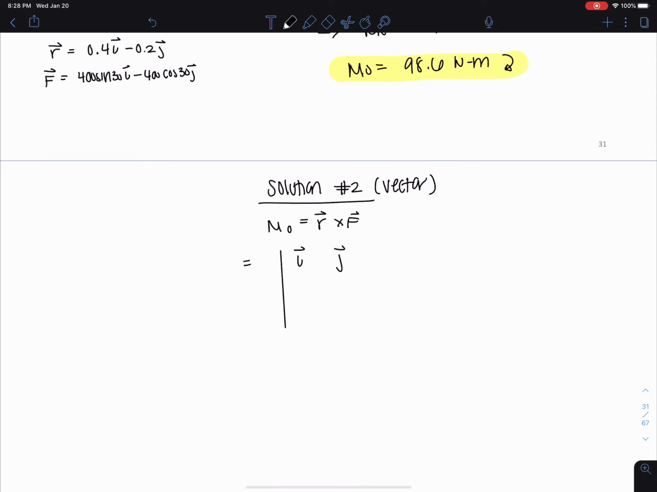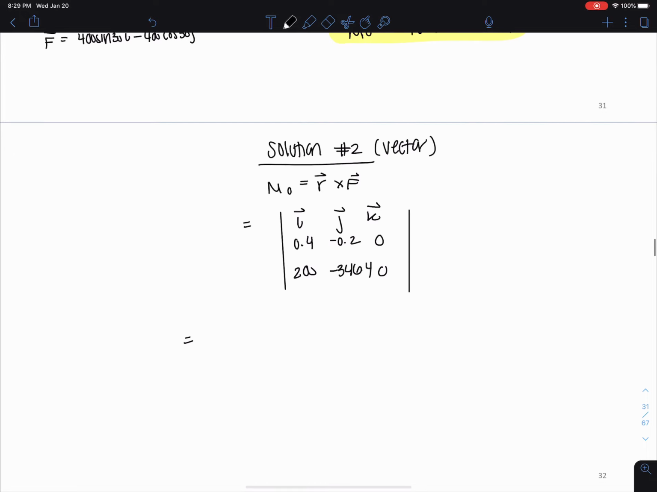So I, J, and K. I'd have 0.4, negative 0.2. Really, I don't have anything in the K because this is 2D. So I can actually just completely get rid of the K column. I just put it in here for completeness' sake. And I end up getting 0 in the I, minus 0 in the J, plus, so I really don't need to do anything with these zeros here, but I am going to need this for the direction of my moment, because remember, anything I cross J is going to give me a K. So I can disregard these zeros, but I need to remember I need the K direction in there.